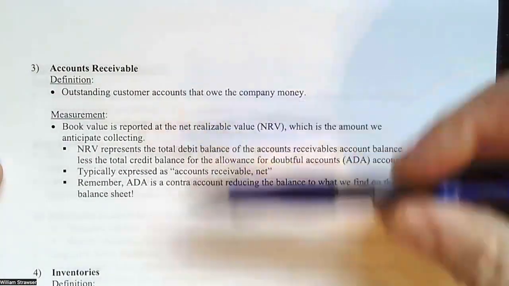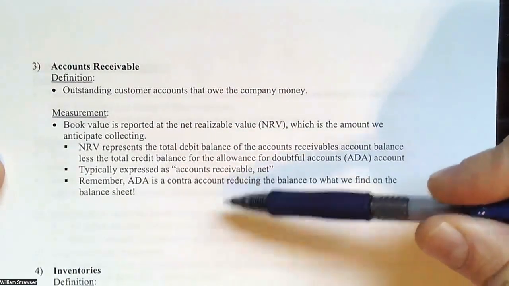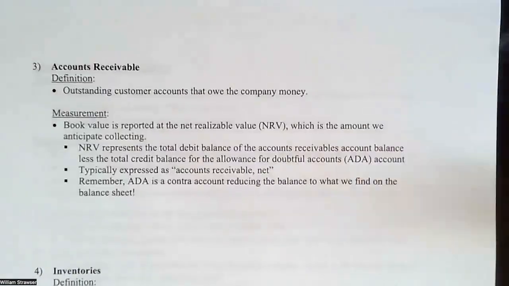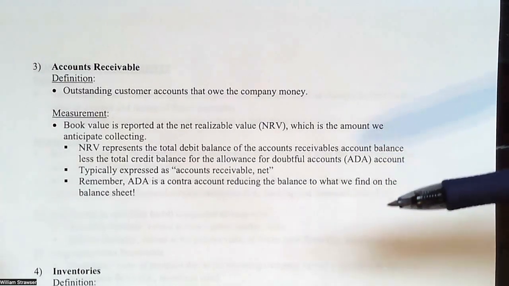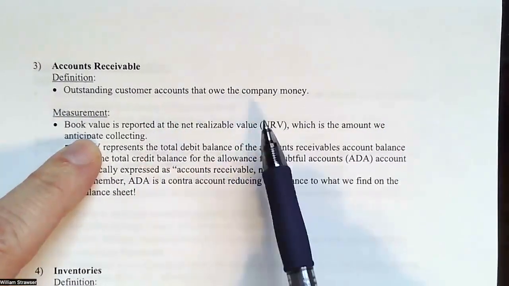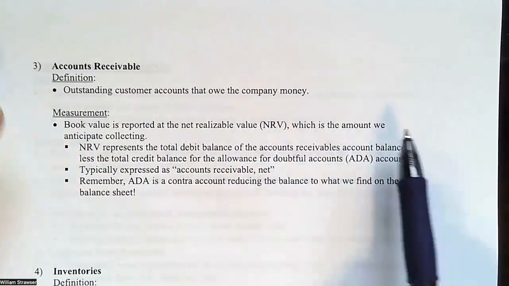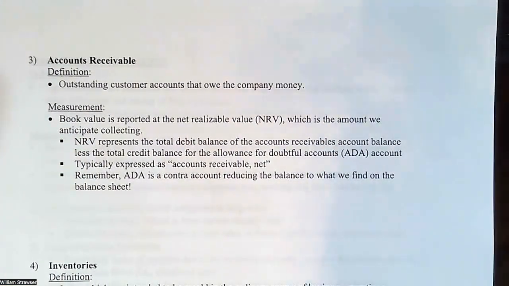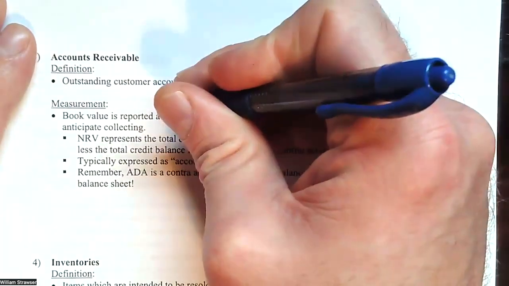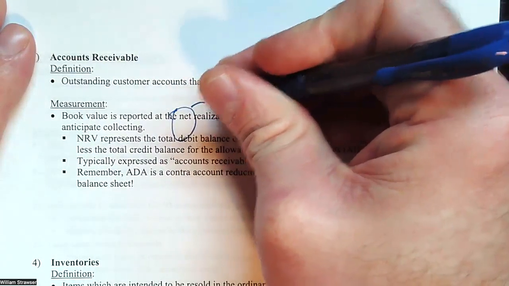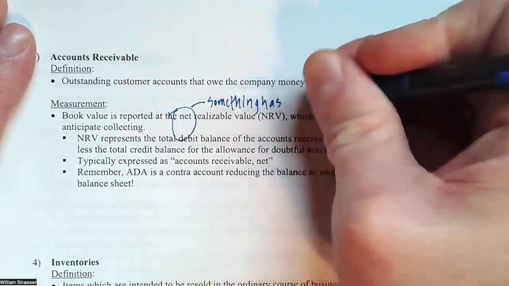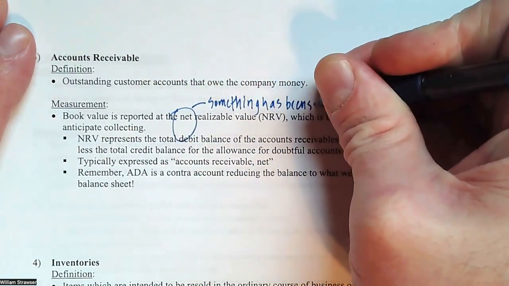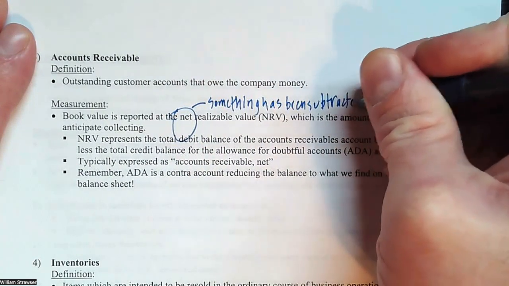The third type of current asset, and I'm going in order of liquidity, is accounts receivable. So this is when customers owe me money. What is the measurement of accounts receivable? It is net realizable value. Their book value is net realizable value. So what we anticipate collecting. I didn't mention it before, but understand that whenever you see the word net, that means something has been deducted from the amount. So we've subtracted something off from the amount that we're reporting.